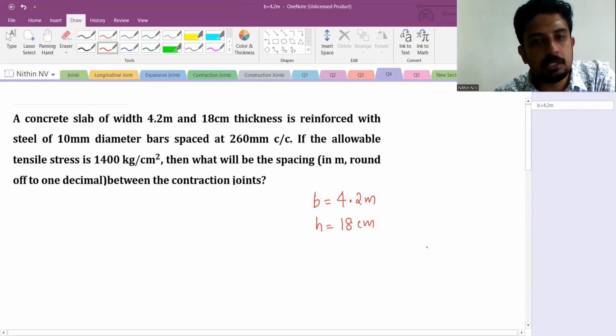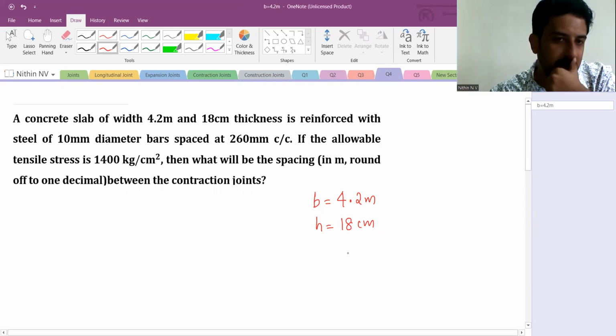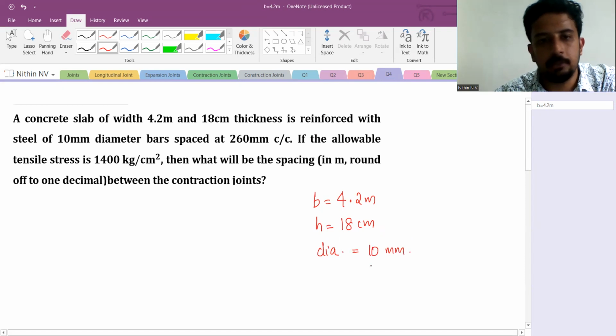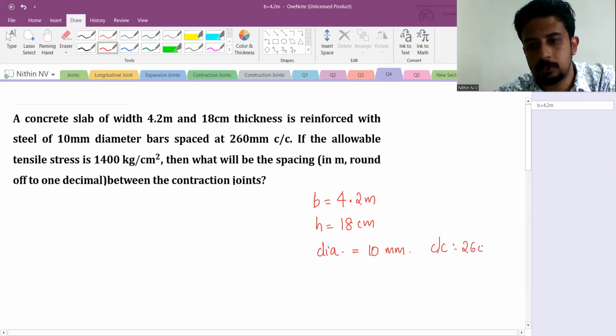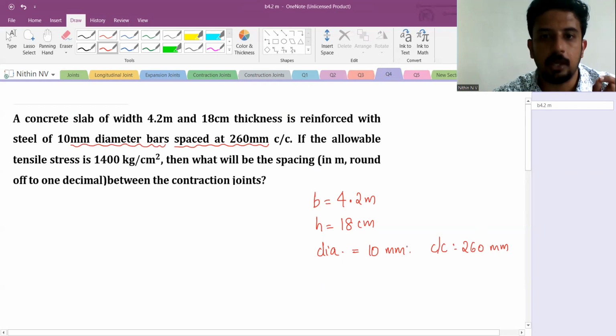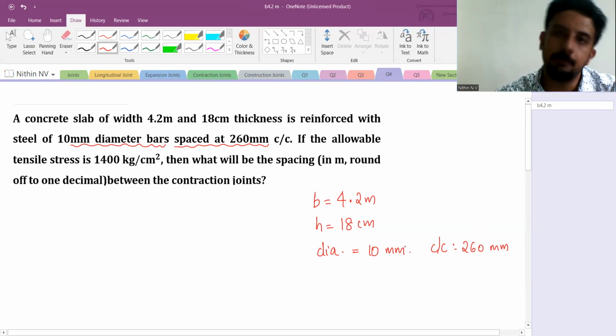Now, it is reinforced with steel bars of 10 millimeter diameter. Okay, diameter of reinforcement is 10 millimeter, with the center to center spacing of 260 mm. So this is not the spacing of the contraction joint. What is this spacing? This is the reinforcement spacing. Reinforced with steel of 10 mm diameter, spaced at 260 mm center to center.